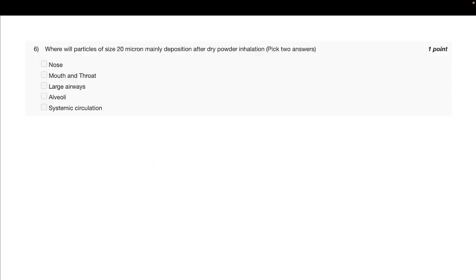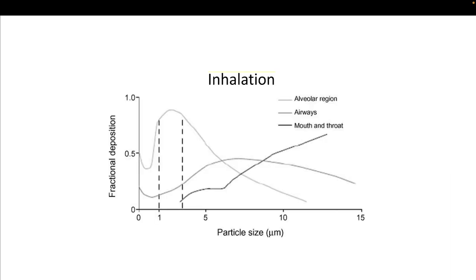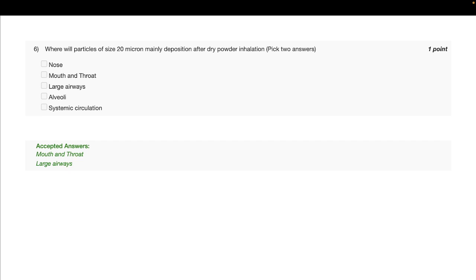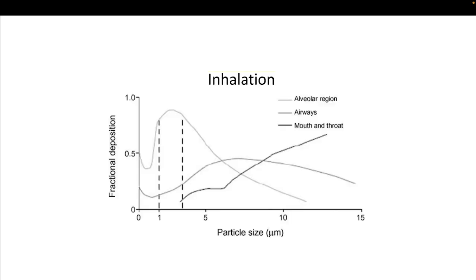Next was, where will particles of size 20 micron mainly deposit after dry powder inhalation? Since 20 micron is a pretty big size for the particles, the right answer was mouth and throat and large airways, because these particles won't be able to go below the larger airways. They won't be able to travel towards the alveolar sac. So they'll mostly be trapped in mouth and throat and large airways.